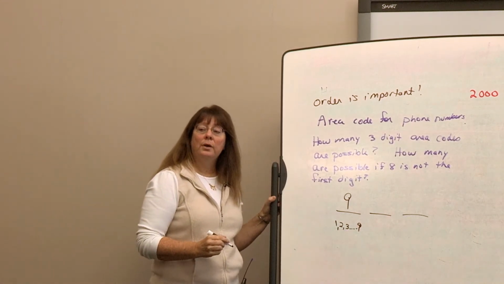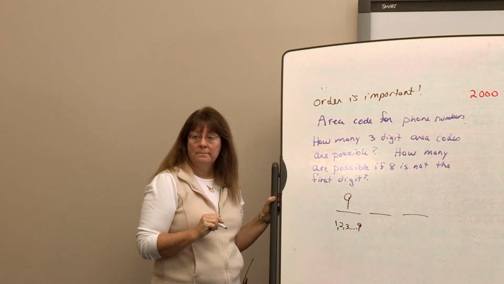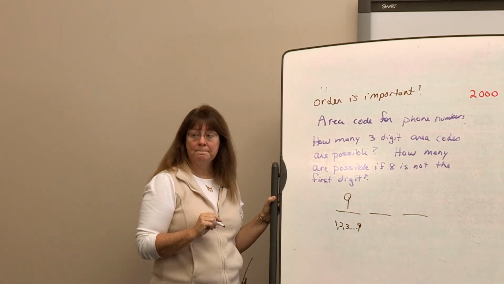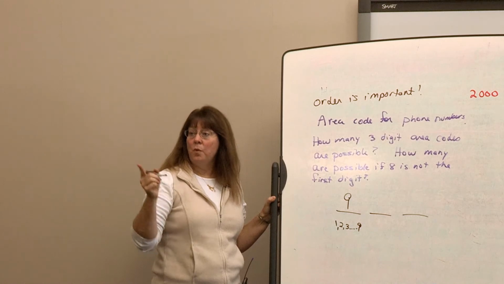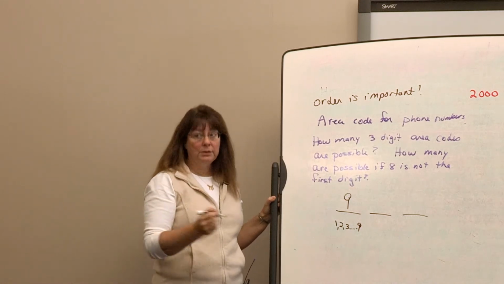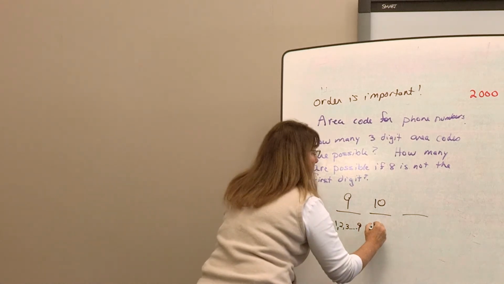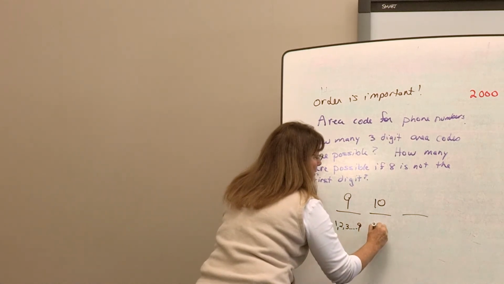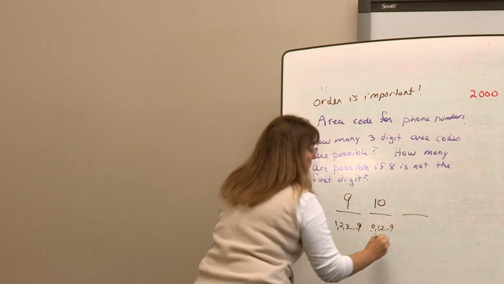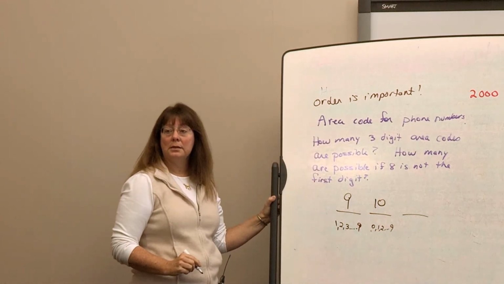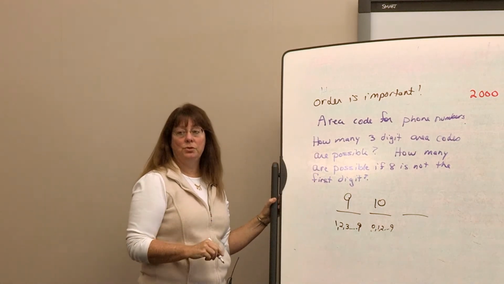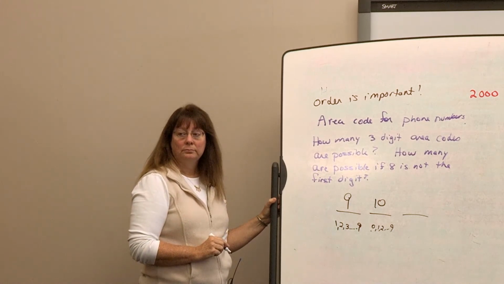How many options do you have for the second number? 9 again? 10. Why? Because you can use 0. You can use 0 now. So I got 10 options for this second one. So I could have 0, 1, 2, up to 9. What about your last digit? How many options do you have for that last number? 10 again.